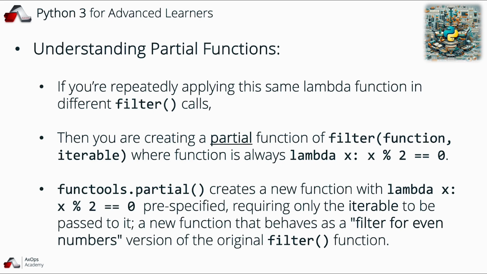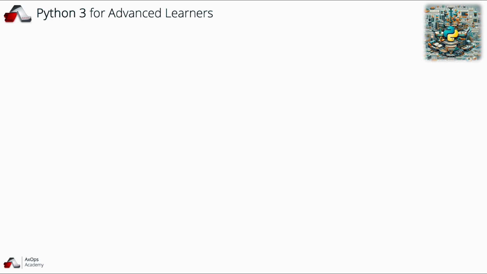Using the functools.partial method, therefore, you can create a new function that has lambda x: x % 2 == 0 pre-specified and only requires the iterable to be passed to it. This new function will then behave as a filter-for-even-numbers version of the original filter function that you were using repetitively with the same arguments.